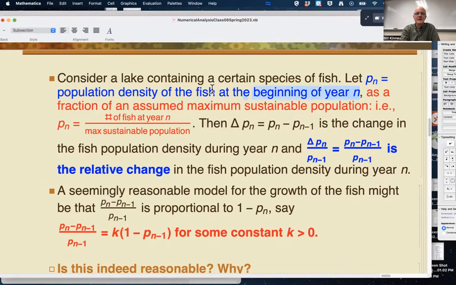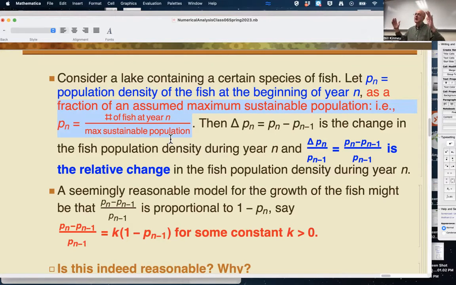Let P_n be the population density of fish in some lake, say, at the beginning of year n. Not the number of fish, but the population density of fish. What would that mean? Well, I'm trying to make it as a fraction of an assumed maximum sustainable population. So you would have some hypothesized maximum sustainable population. You might be wrong in your hypothesis, but you have some hypothesis.